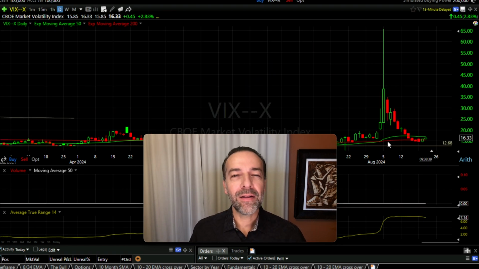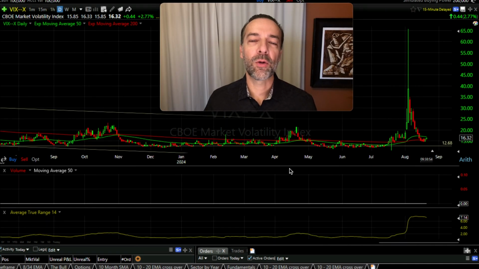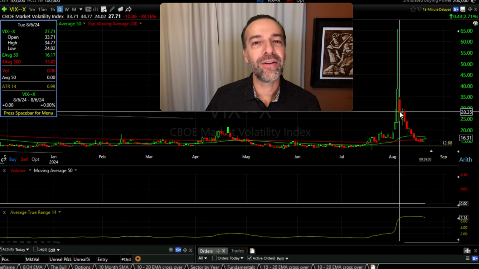And here you see what's kind of like a gauge of the emotions of fear and greed in the market. This is the VIX, or what's known as the volatility index. It shows you the amount of fear that's in the market. And as I zoom in here, this red candlestick here, that's August 6th. That's when I bought those shares.